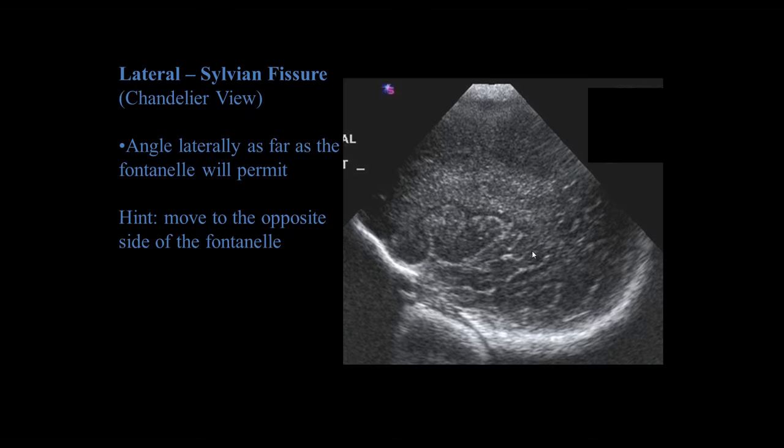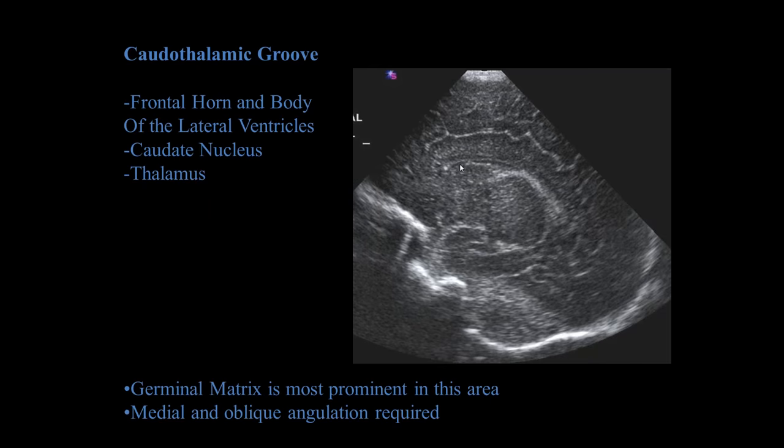The caudothalamic groove is actually here. So here's the caudate nucleus, here's the thalamus, and then you see this is the germinal matrix, which is noted within the caudothalamic groove. It's one of the most important areas. You really want to know how much echogenicity there is. And sometimes you need to do a little bit of a medial and oblique angulation to actually get the caudothalamic groove in display.